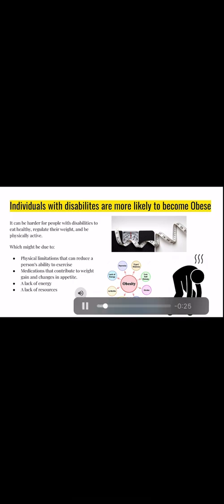Some people might not see how individuals with disabilities are more likely to become obese. It can be harder for people with disabilities to eat healthy, regulate their weight, and be physically active. These things might be due to physical limitations that can reduce a person's ability to exercise, medications that contribute to weight gain and changes in appetite, a lack of energy, and a lack of resources.